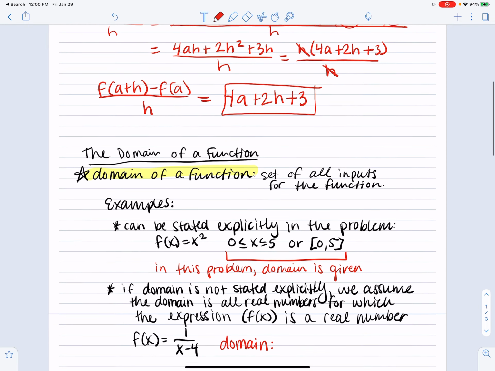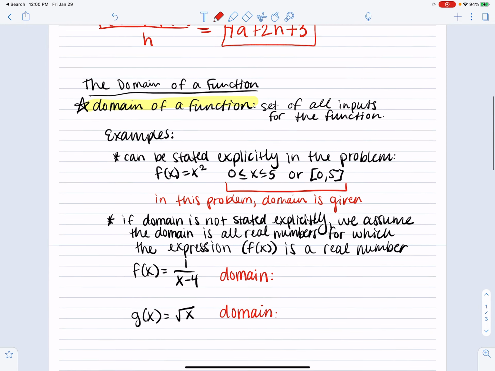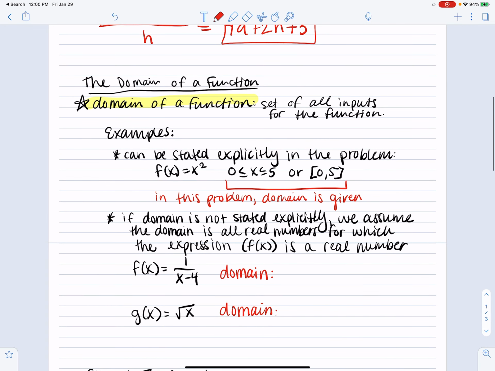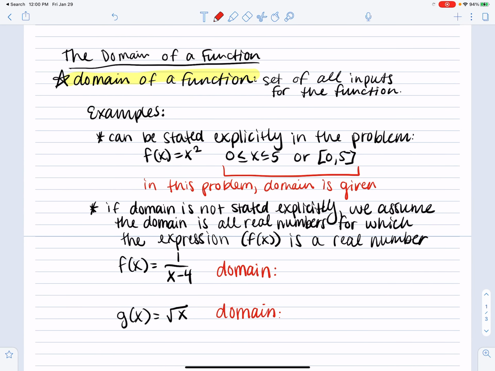All right, here are some notes for the domain of a function. So the domain of a function is the set of all input values x for the function. So that's not new to you. So some examples are that the domain can be stated explicitly in the problem. So in this problem here, f of x equals x squared. They tell you that x needs to be between 0 and 5 including 0 and 5, or you can write it bracket 0, comma 5 bracket. And in this problem, the domain is given. Oftentimes the domain is not stated explicitly, and we have to assume the domain is all real numbers for which the expression is a real number.